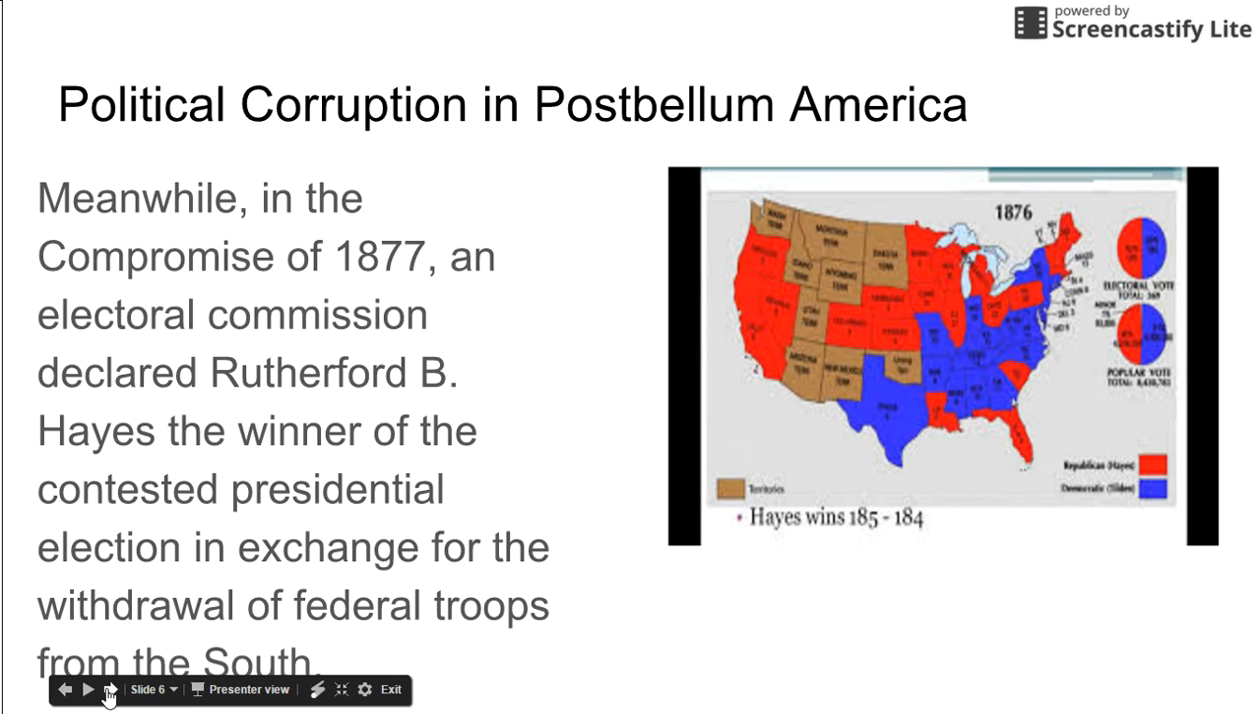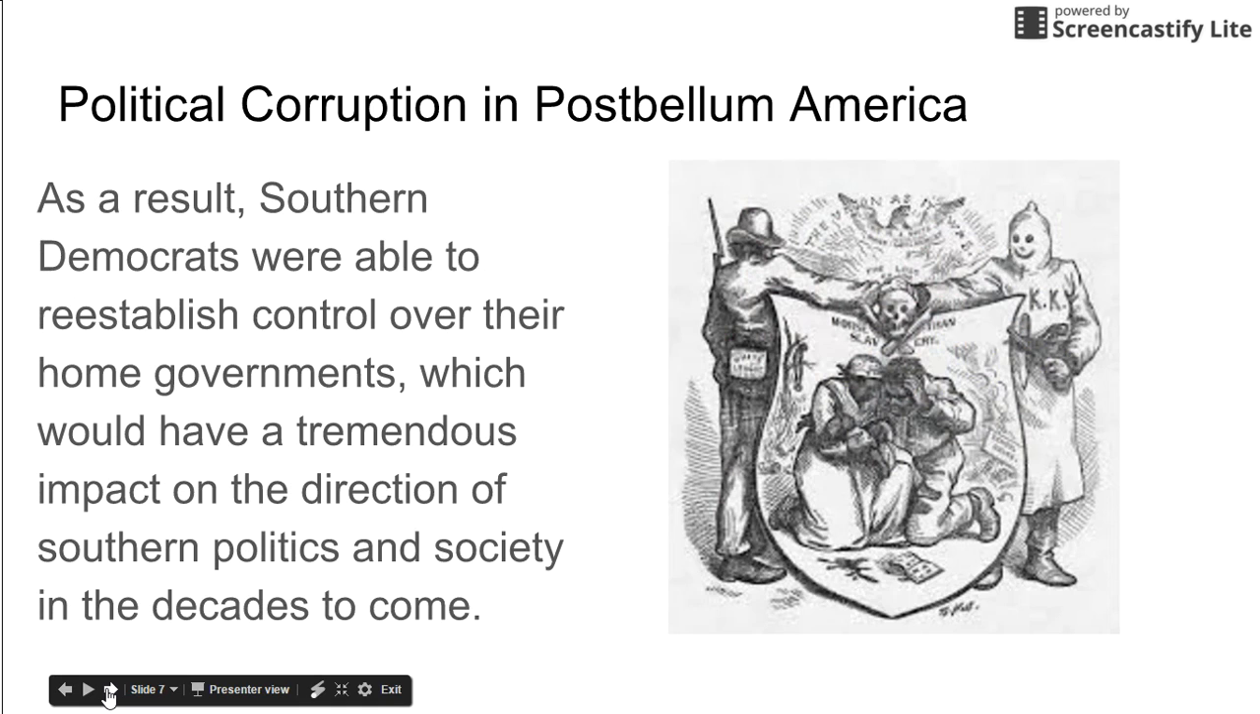Next slide. Meanwhile, in the Compromise of 1877, an electoral commission declared Rutherford B. Hayes the winner of the contested presidential election in exchange for withdrawal of federal troops from the South. Next slide. As a result, Southern Democrats were able to reestablish control over their home governments, which would have a tremendous impact on the direction of Southern politics and the society in decades to come.